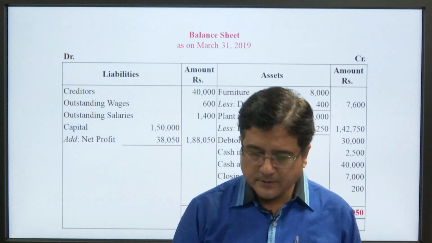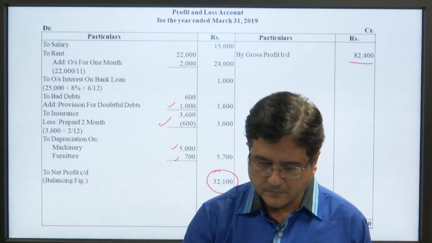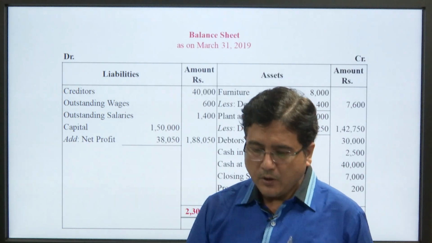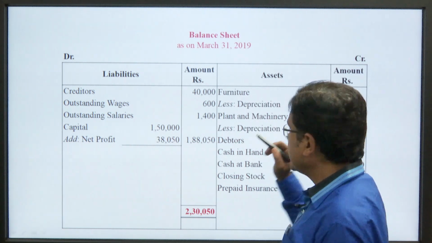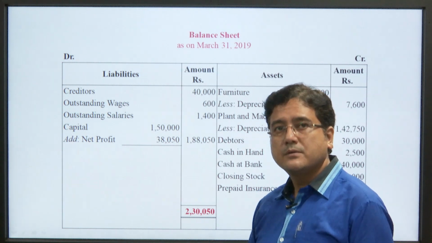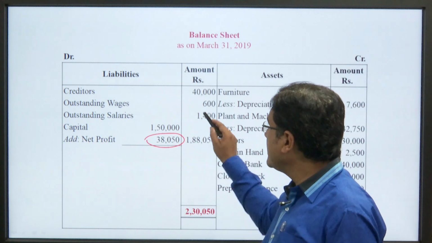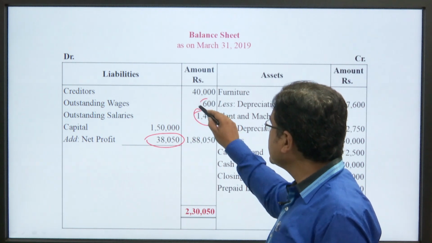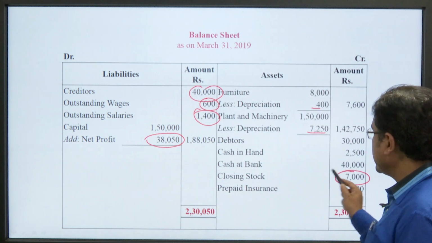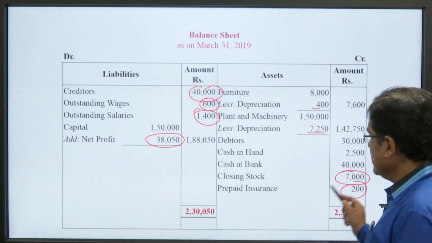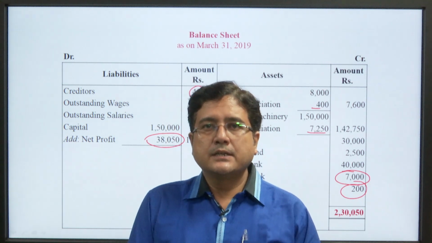Come to the balance sheet side, look, all the depreciation amounts are shown here also, which are deducted from the profit and loss account. Net profit is adjusted here in capital. Outstanding salary and outstanding wages are adjusted on the credit liability side. Closing stock is shown on this side, and prepaid insurance. So, all expenses and assets are adjusted accordingly.